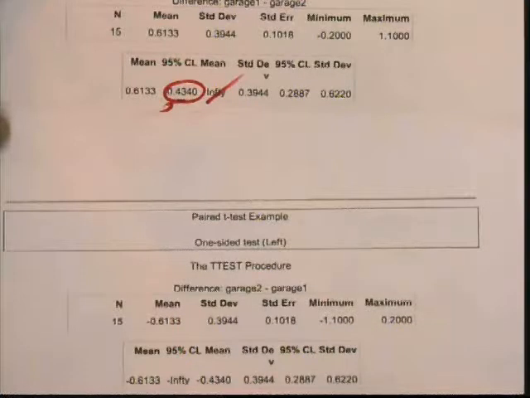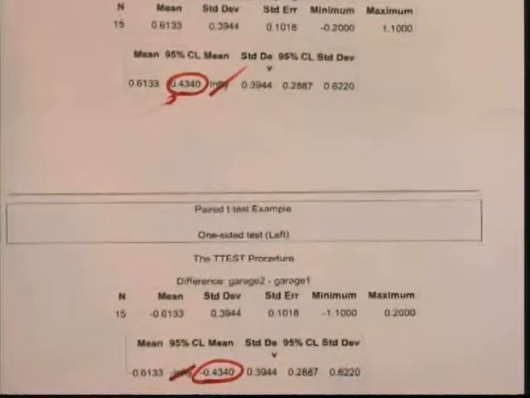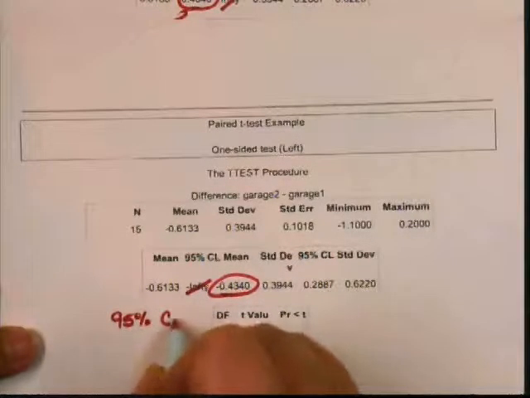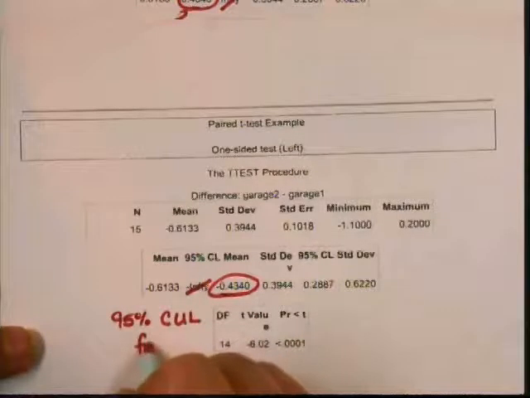Okay. Here I have negative 0.6133 is our observed mean. It goes from negative infinity. This is our confidence upper bound, right? Okay, this upper bound is less than 0, so it does support this. So again, just like we saw on the previous one, I'm not interested in this negative infinity part here, but this is going to be my 95% confidence upper limit for mu.